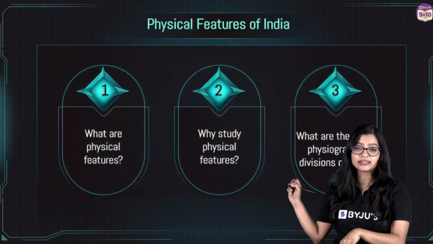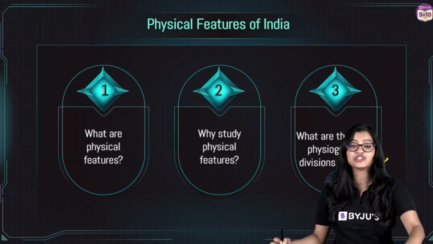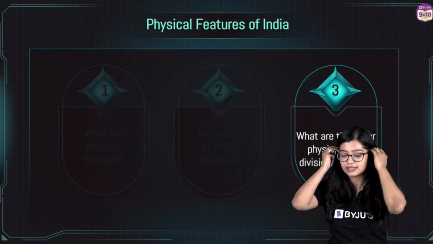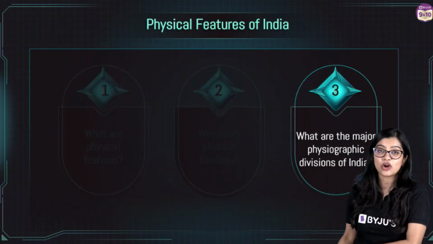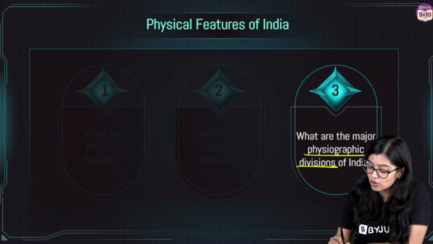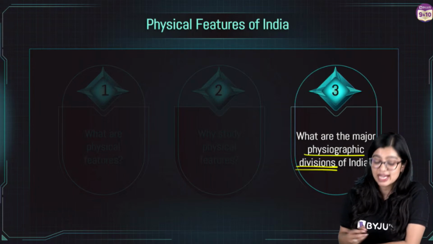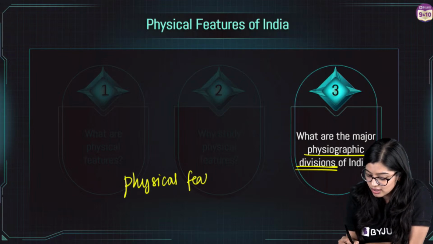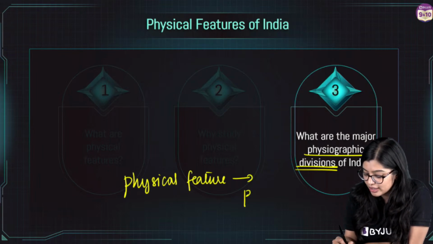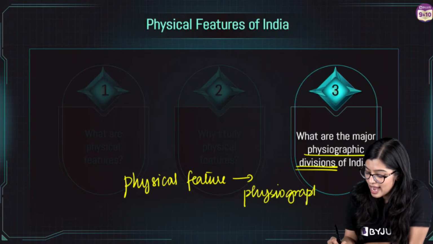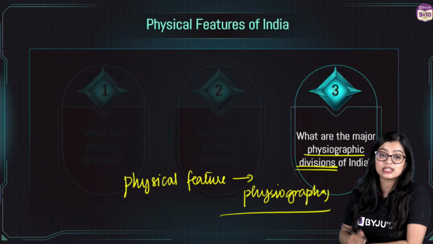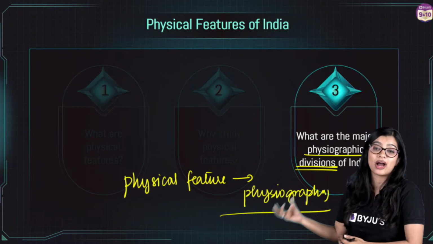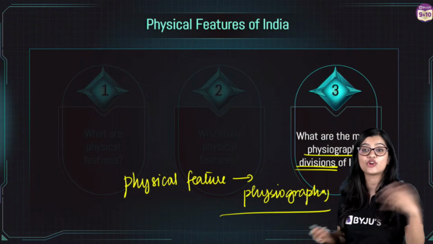Now we will move on to the third part, which is: what are the major physiographic divisions? Of course, we're talking about the major physiographic divisions. Now, why have I suddenly gone from physical features all the way to physiographic? Why am I using this fancy word? What is the reason behind using the word physiography?